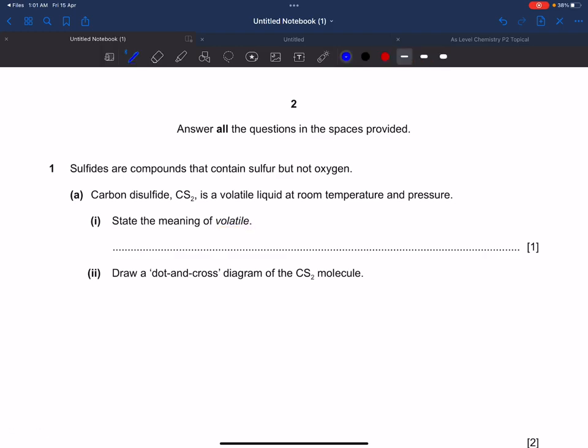Volatile means a substance is called volatile if it is easily evaporated. But just write a substance that is easily evaporated. You can just write easily evaporated and you will get the mark. That's it. Okay, so next part.